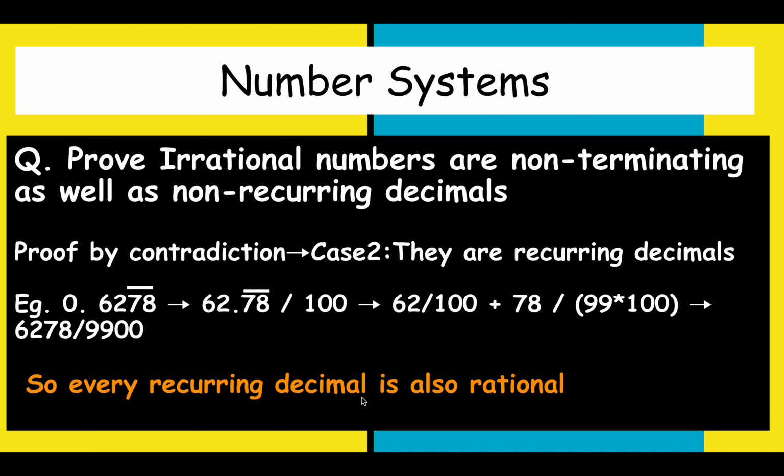So both recurring decimals and terminating decimals are always rational numbers. So irrational numbers are none of those. Irrational numbers are something different. So that's the proof. Thank you.